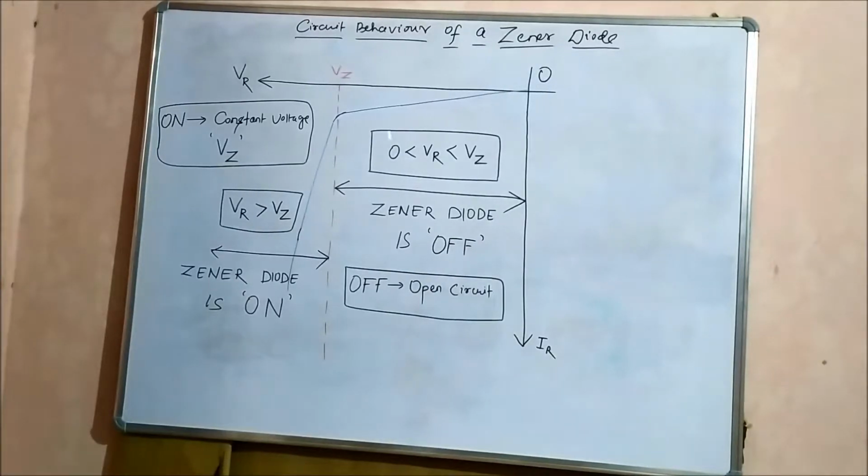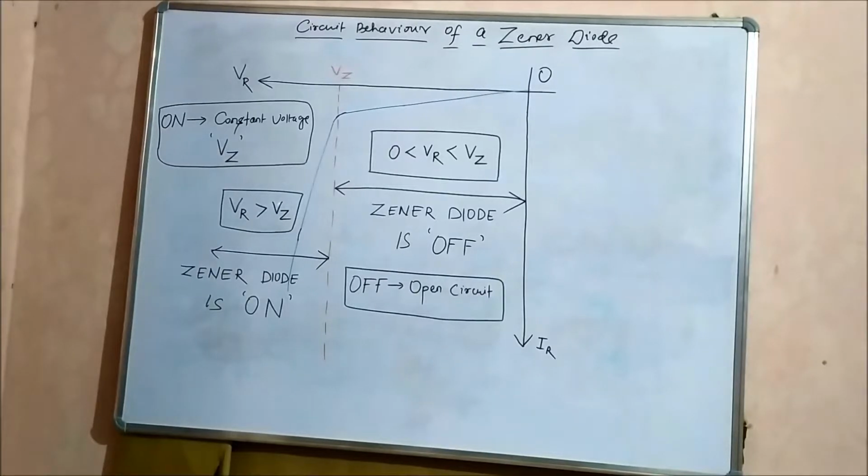Again, when the reverse voltage is lesser than the Zener or breakdown voltage, the Zener diode will be treated as off, and off means open circuit. So whenever you come across a circuit involving a Zener diode and it has been mentioned that the reverse voltage is lesser than the breakdown or Zener voltage, simply replace the Zener diode with an open circuit. That's the way to deal with a Zener diode when the breakdown voltage is not reached.